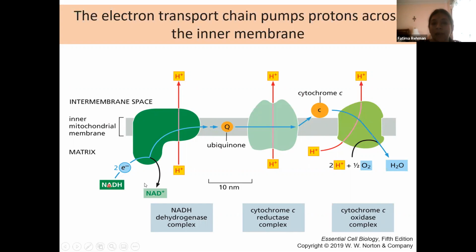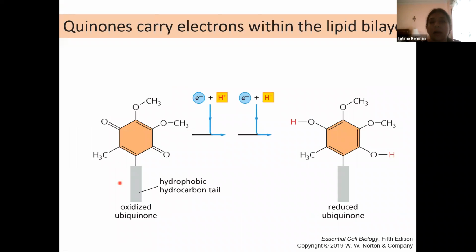So each time NADH can't just release these electrons and let them hang loose. It has to transfer them somewhere. So here you have your ubiquinone molecule that is going to take in those electrons when the hydrogen ions are released, or the protons are released, into the intermembrane space.